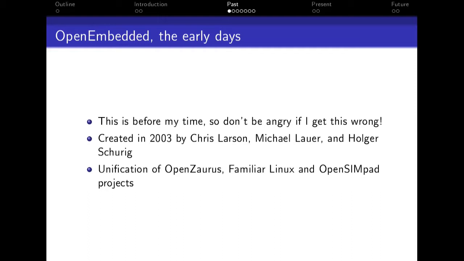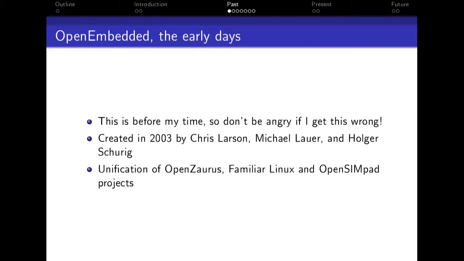Basically, this was Chris Larson, Mickey Lauer, and Holger Schurig. We were all working on similar but different projects in the same space. Chris and Michael worked on OpenZaurus. Chris created OpenZaurus, from what I remember. Michael joined OpenZaurus, and Holger was working for a company which made its own industrial embedded PDA, and they had their own distribution, OpenMMCI, or something like this. And Familiar Linux was added, but we hoped that developers would join. It was handheld.org, it was a mess, and basically Familiar died quicker than OpenZaurus.